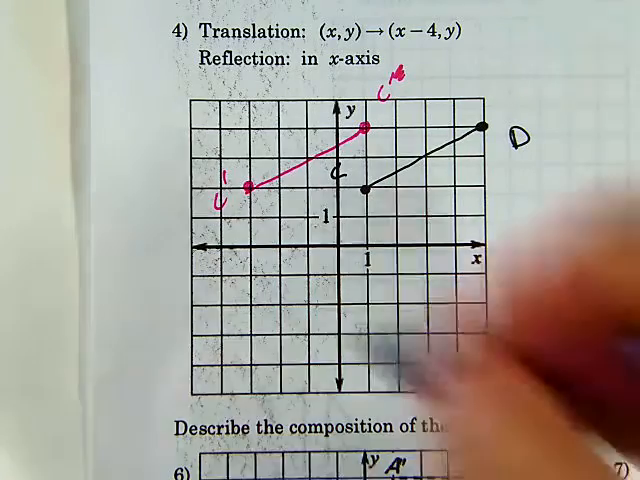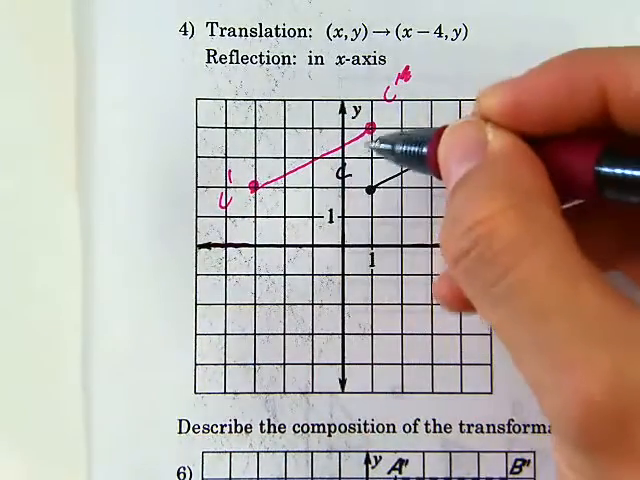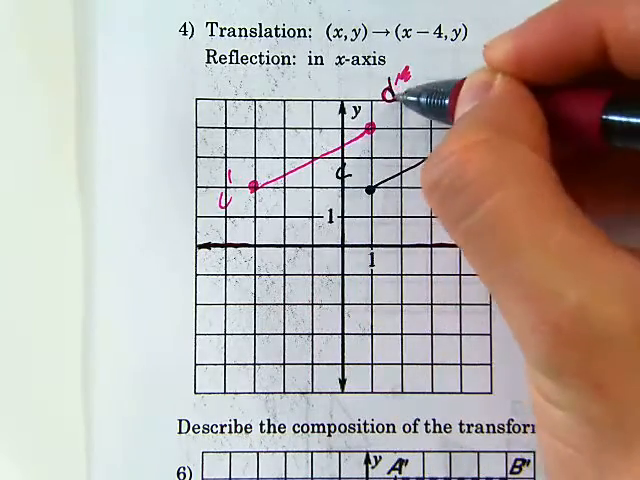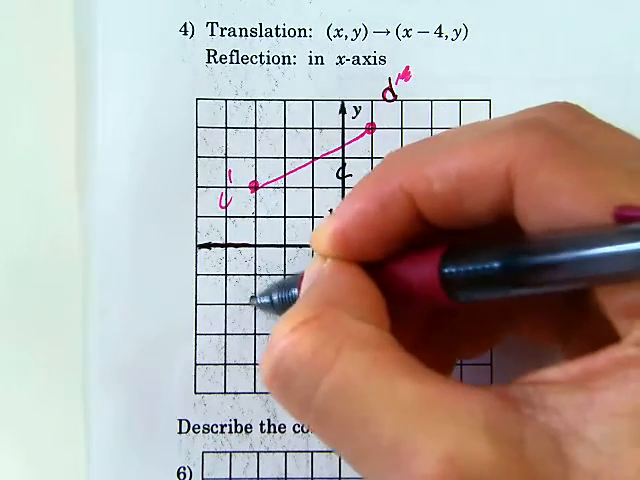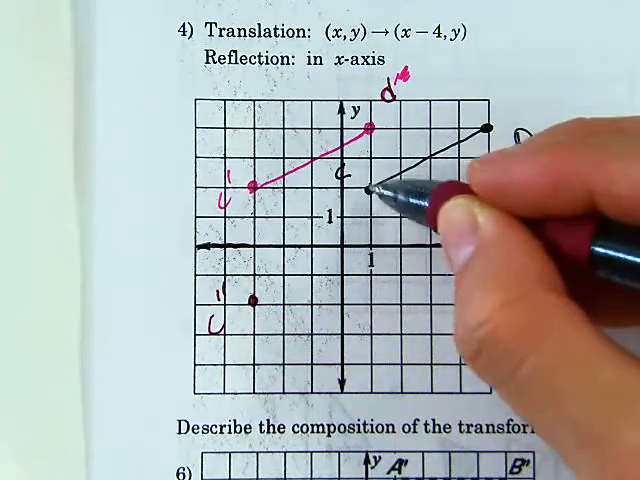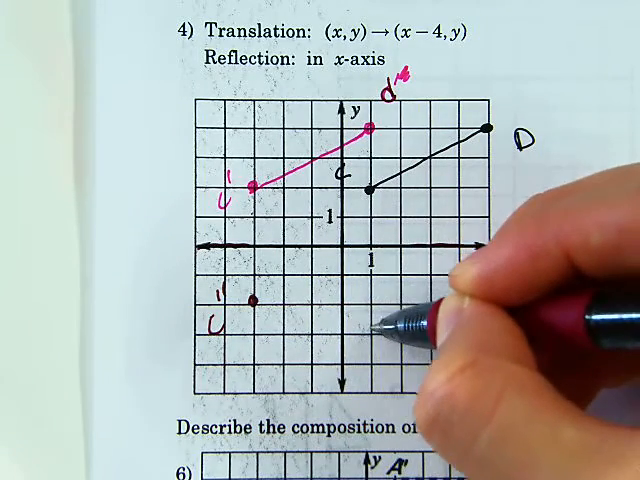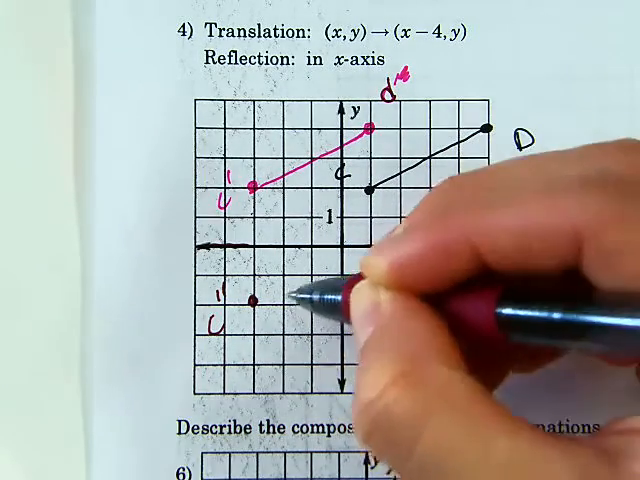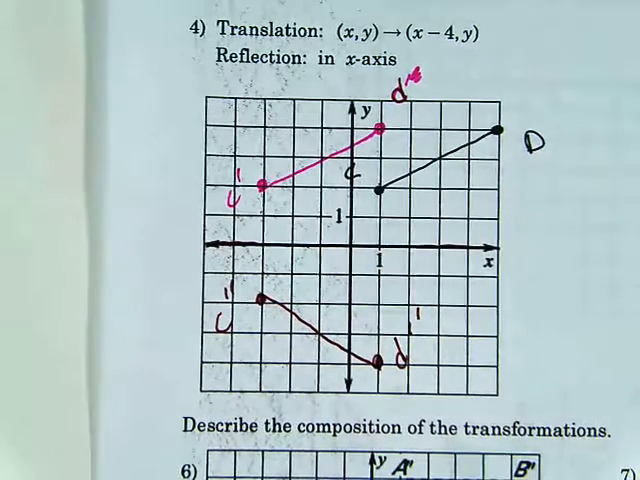From there, it wants us to do a reflection over the x-axis again. So we're going to go, and this should be D. 1, 2, 1, 2, C double prime. 1, 2, 3, 4, 1, 2. Alrighty, there we go.